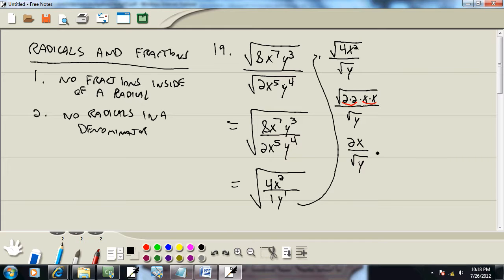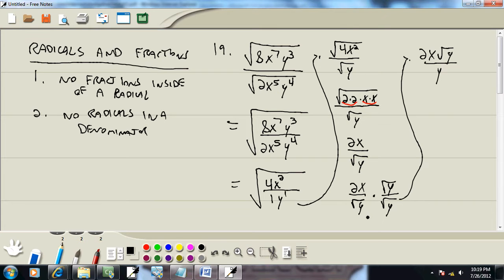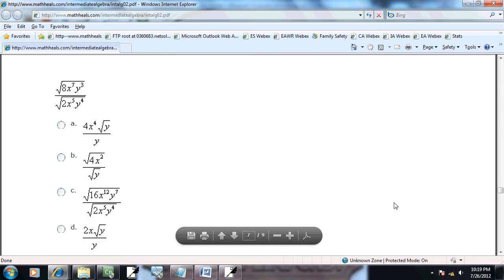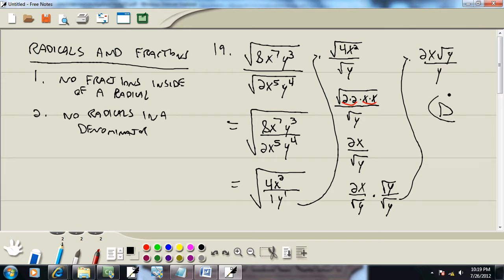Now, next thing, we can't have this radical in the denominator. To get rid of that, we're going to multiply the top and bottom by the square root of y. Okay, so that's 2x square root of y up on top when you multiply them together. And down below, square root of y times square root of y just gives you y. When they're the same, they drop away when you're talking about square roots, which will give us D as in David for our answer.